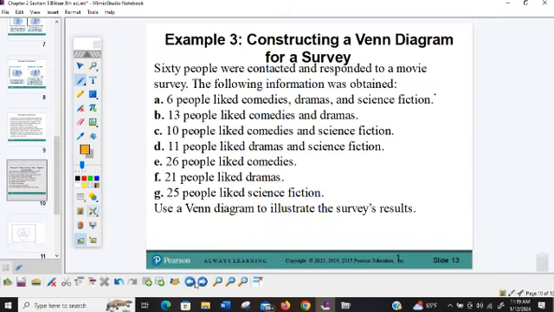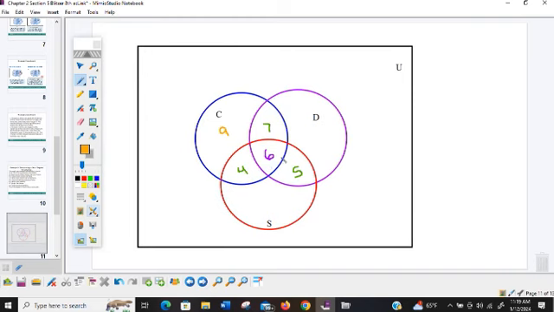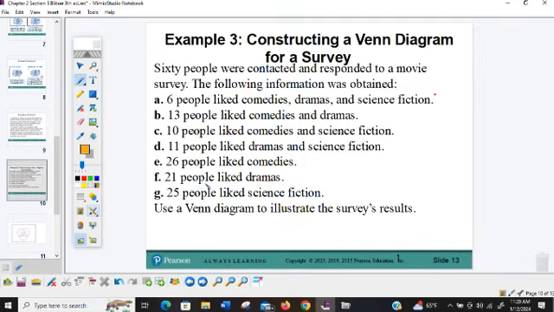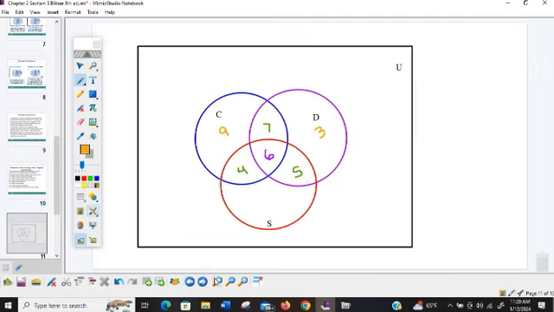Look at the next one. 21 people liked dramas. Okay, so on this side, I need 21 here. Okay, so I have 11 here, 18. I need this to add to 21. So we need 3 more out here. Now this will add to 21. Let's go back again. 25 people like science fiction. I need this to add to 25. So far we have 15, so we need 10 more people here.